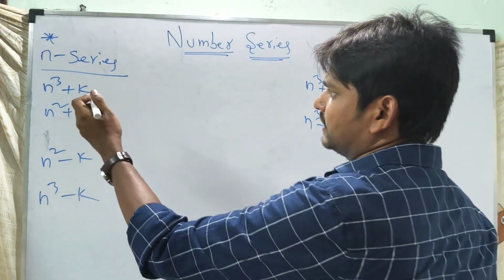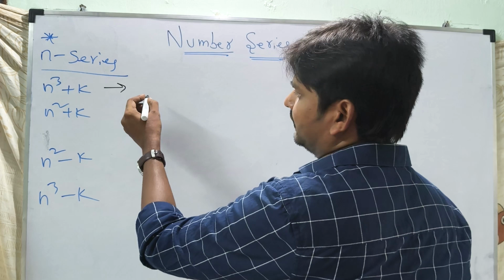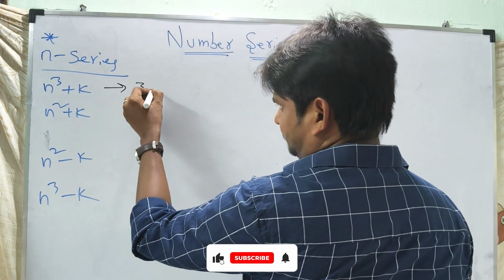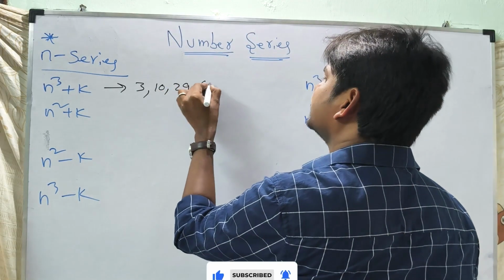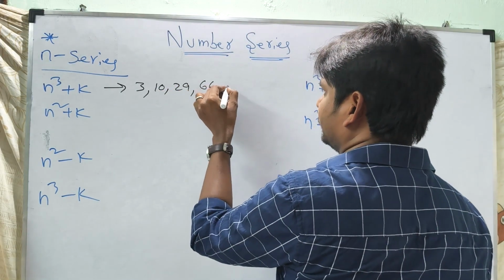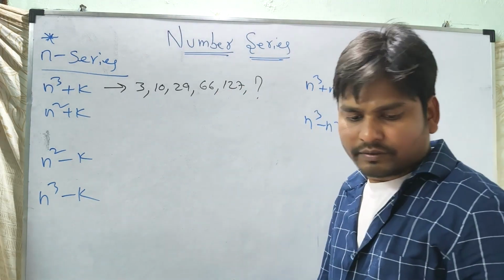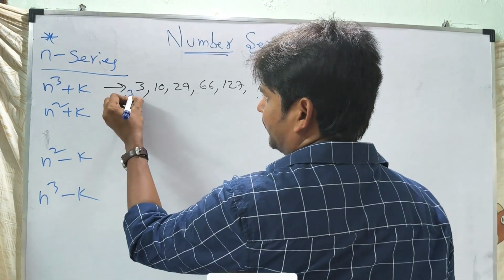Let us see. See, n cube plus k, how will they give questions for you? See, it may be 3, next 10, 29, 66, now 127. What next? Here, by using this, how to find out? See, shall I write this one? 1 cube plus 2.